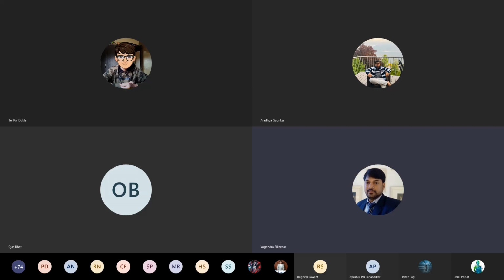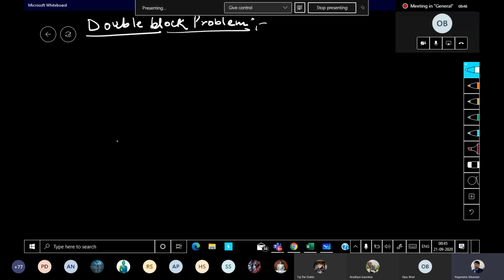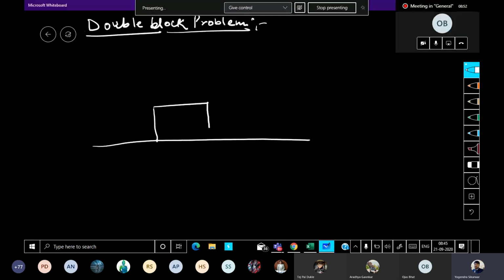There will be two blocks in double block. So this is one block, or you can say lower block, and this is another block which is upper block. Let me call one as A and another one as B. Mass of A will be MA, mass of B will be MB.